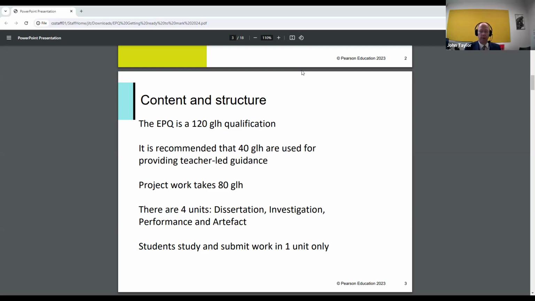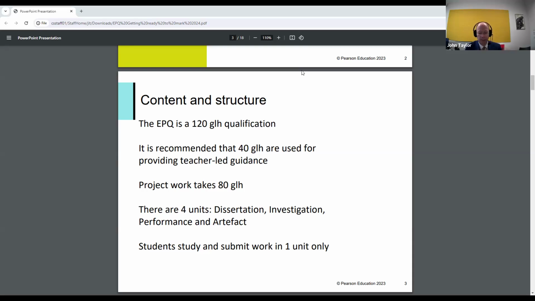There's lots about that if you browse some of our schemes of work available on the Pearson website, on how we can segment those 80 guided learning hours into sections, for example, with different activities such as a research section, a development section or a review section. It's a 4 units qualification, if you're not familiar with it.